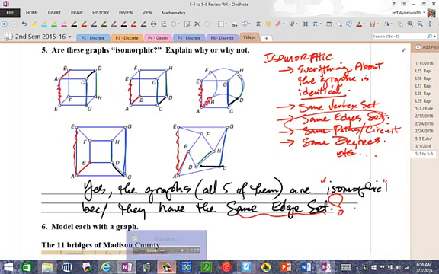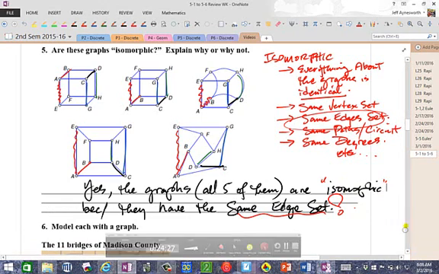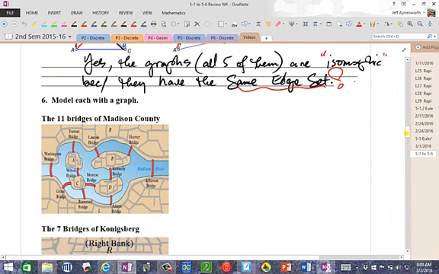All right, let's continue here. Let's move down just a little bit. We're going to get into modeling here, guys. So these next questions ask you to model this problem with a graph, okay? And this is a new one we haven't seen yet. It's called the 11 Bridges of Madison County.